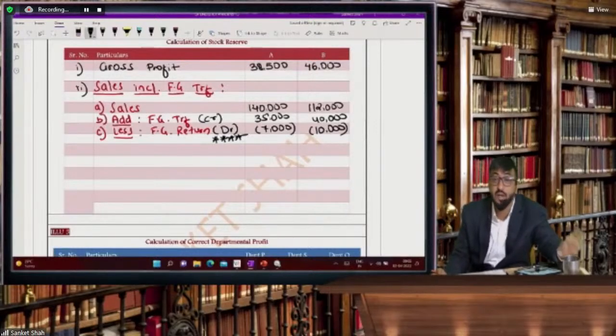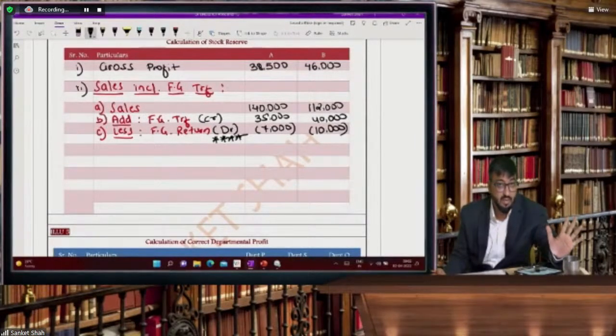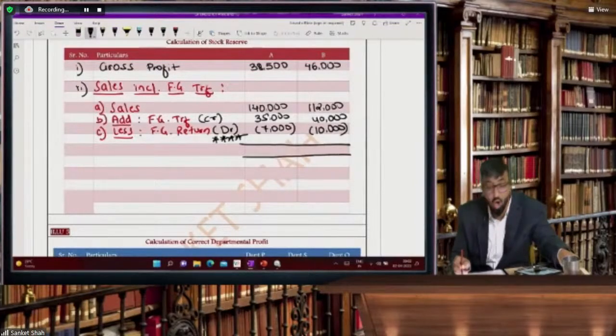Finished goods transfer. Purchase में loading नहीं है. So don't consider purchases which are transferred. You will consider only finished goods which are transferred, because purchases are transferred at cost, so they do not include any loading. If purchase goods are also transferred at market price, then you will consider them. So what is the amount now? B, only B. Yes, only B.